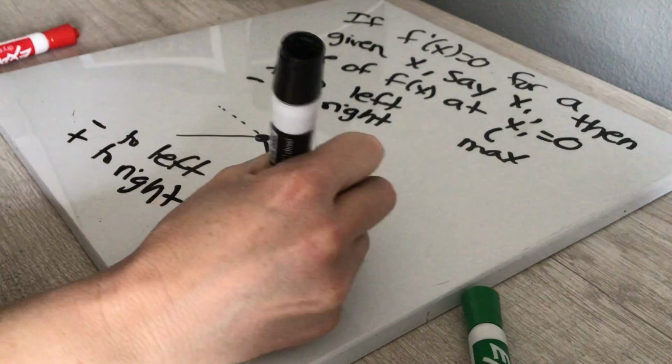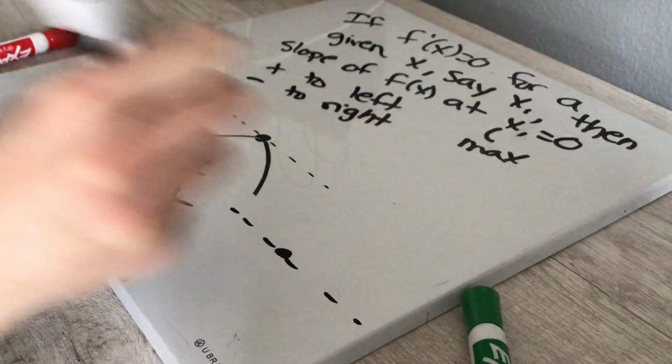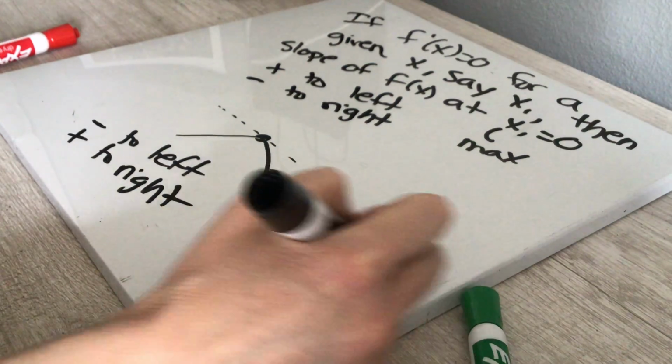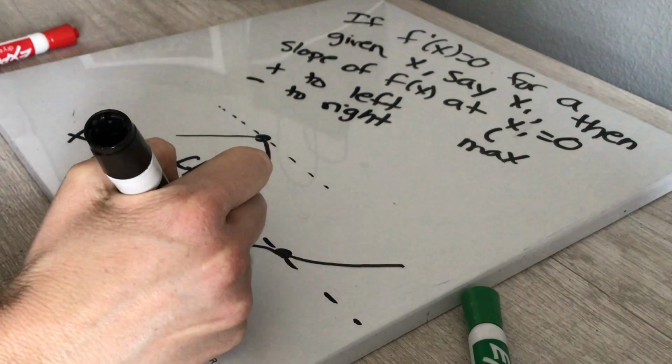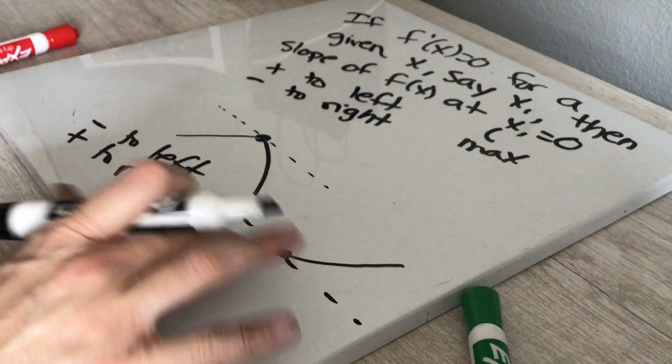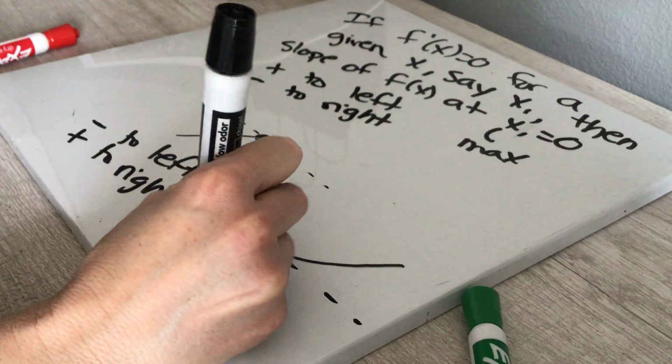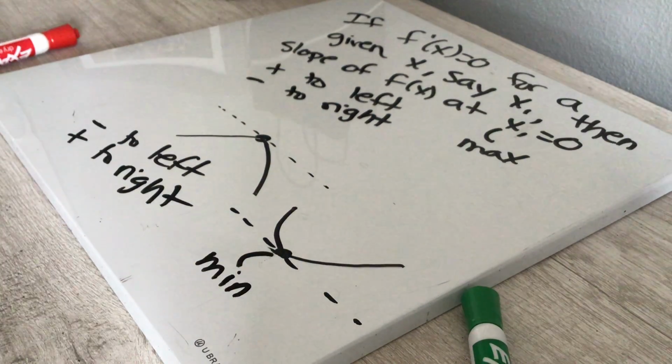Okay? If the given function has a negative slope to the left and a positive slope to the right. Right, again, we're talking about here's our point that has a 0 slope. Okay? The graph to the right is positive slopes and to the left is negative slopes. We would say this would be a minimum. Okay?